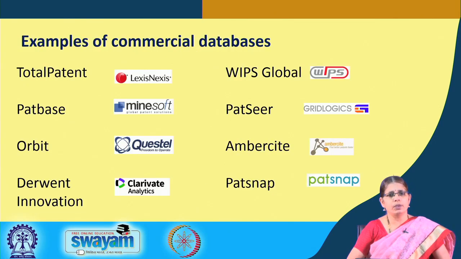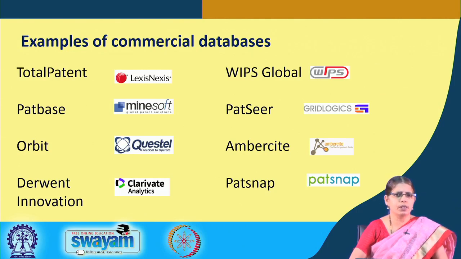Let us examine some of the examples of commercial databases. These are some of the different commercial databases available for patent searches. Total Patent is one, PatBase is another database, Orbit is one other database which provides patent data, Derwent Innovation, WIPS Global, PatSeer, AmberSite, PatSnap. These are a few examples of the commercial databases that are available on subscription.